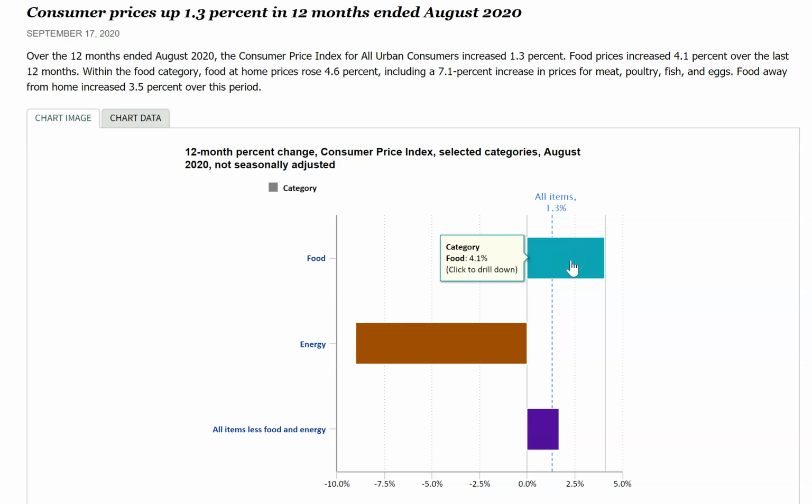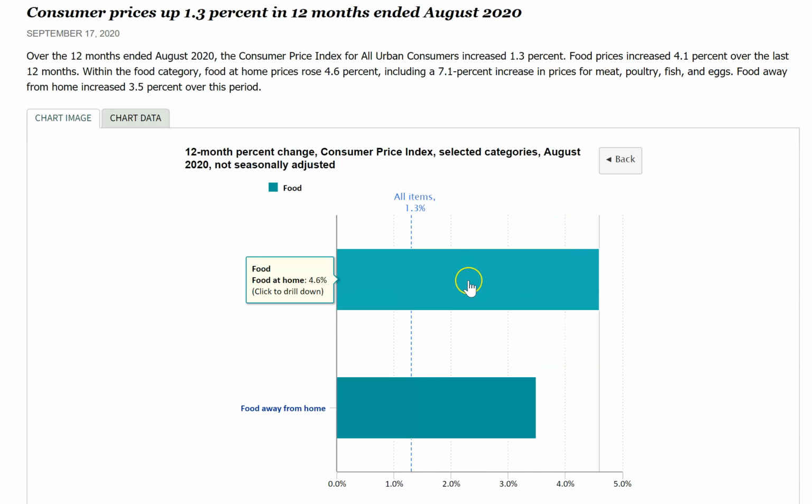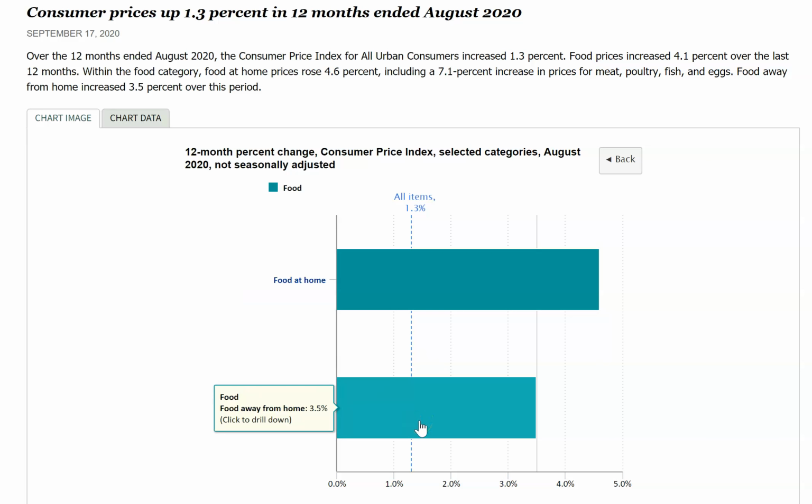Okay, let's go to food now. So food is about 4.1%, it looks like. And so food is a lot more than this average price increase. The line is for the average price increase. So let's click on it and see what happens. Okay. So food at home has gone up the most. Food away from home is up about 3.5%, but food at home is up about 4.6%. Okay, so it's up the most. And you might have seen this. So you might have seen at your grocery store that prices are up.